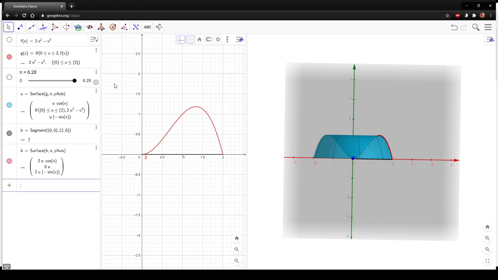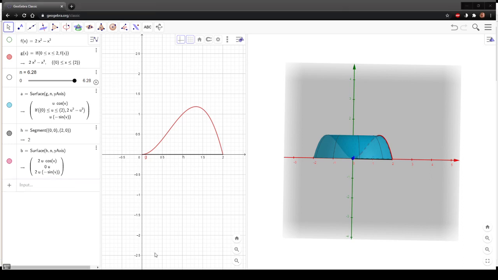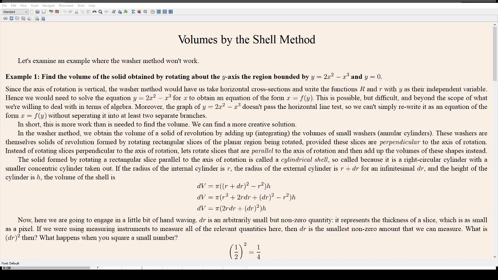How do you do that? I don't know how to do that. We need to solve the equation y equals 2x squared minus x cubed for x. That's really easier said than done. In fact, I'm not convinced that you can even do it in a non-trivial way. To be fair, I know that you can do it. I have seen formulas that allow you to solve general cubic equations, so I know it's possible, but it's extremely ugly. So, suffice to say, we're not going to be able to deal with the washer method here.